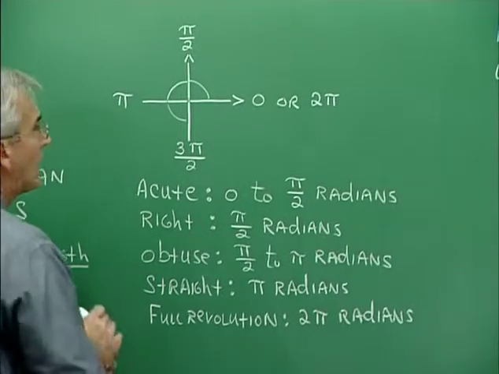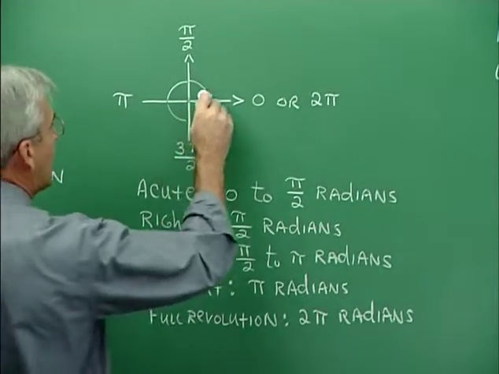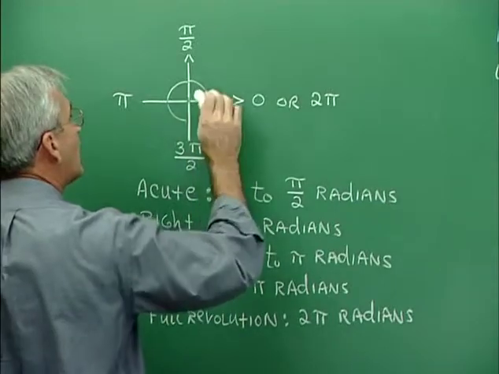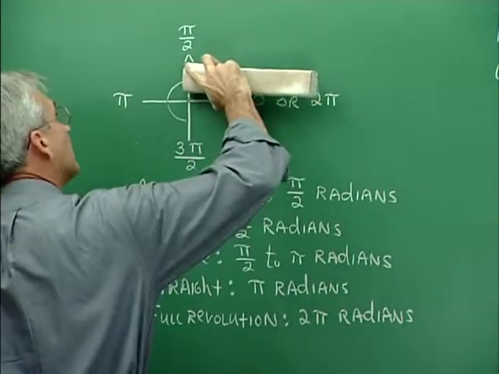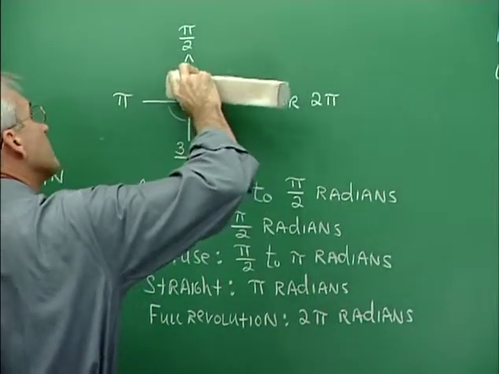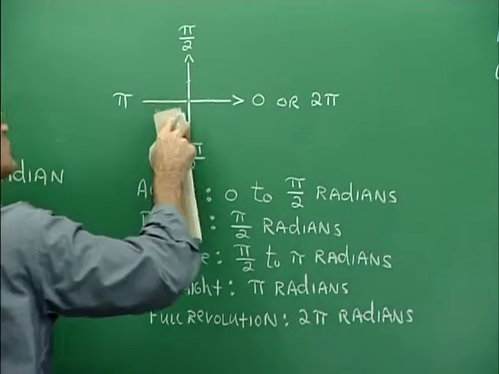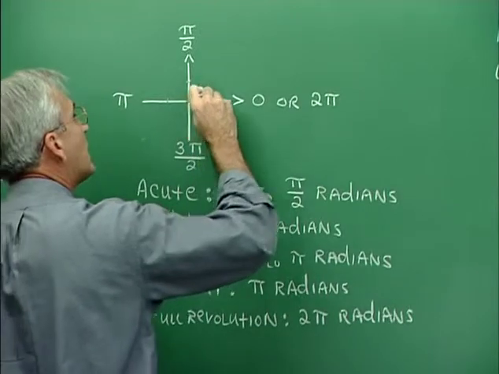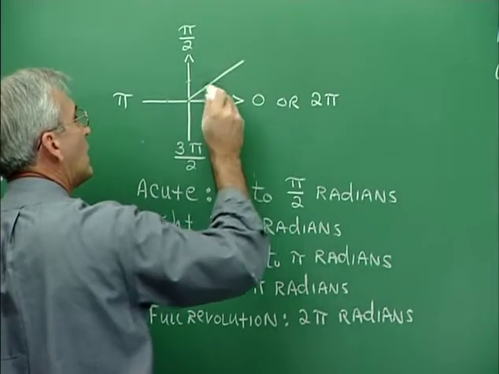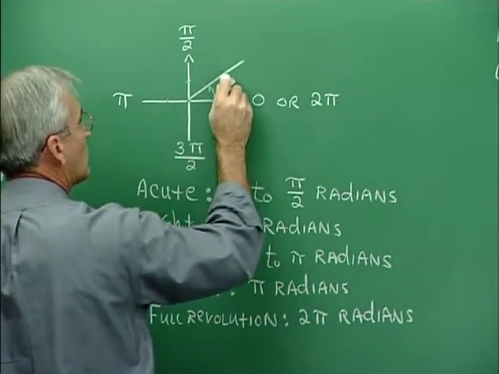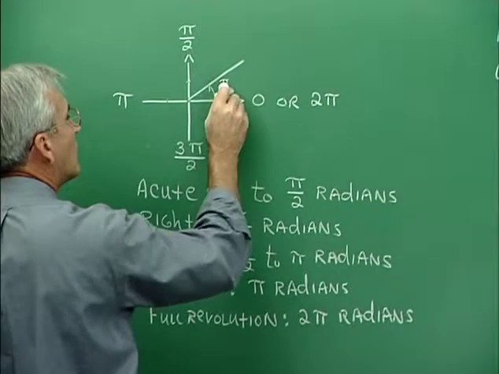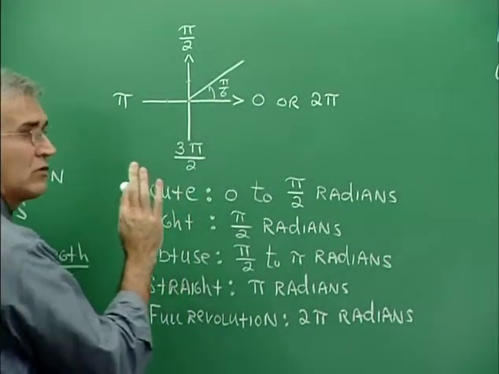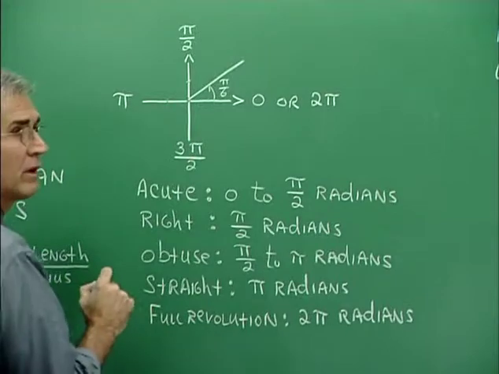Now, think about the notion of coterminal angles here. Let me erase a little bit here, clean this up a little bit. I want to think about coterminal angles. If I have an angle in here that is, let's say, pi over 6 radians, then think about how I can generate angles that are coterminal with this.